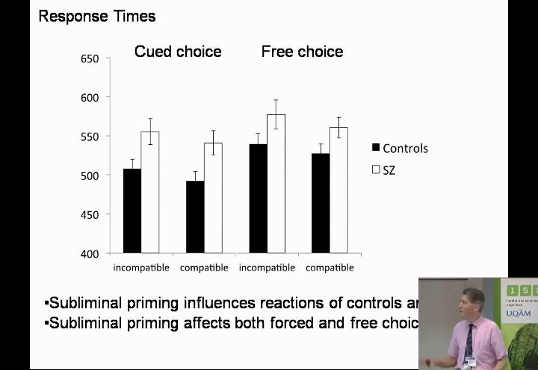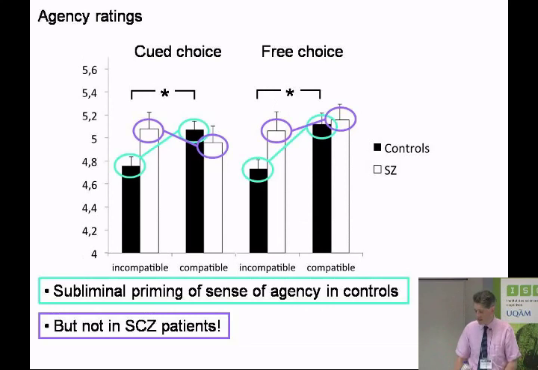Okay, so we've got a subliminal priming of sense of agency in controls. This is a profound change of graph, which I didn't draw your attention to. Now what I'm showing you is the agency rating. So I've stopped talking about the reaction times, and I've talked about the sense of control that people feel over the color that appears on the screen afterwards. So these are these Likert scale numbers, how much control do you feel.